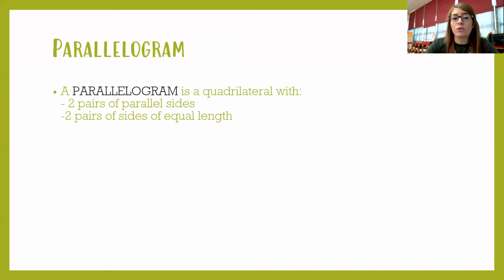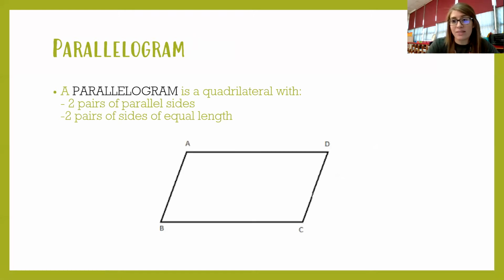Parallelograms are quadrilaterals with 2 pairs of parallel sides and 2 pairs of sides of equal length, and they look like this. So one pair of parallel sides here, and then 2 pairs of sides of equal length. These sides are equal and these are equal as well. So 1 pair, 2 pairs. That is a parallelogram. Think of the state of Tennessee when you think of a parallelogram, kind of like a slanted rectangle.